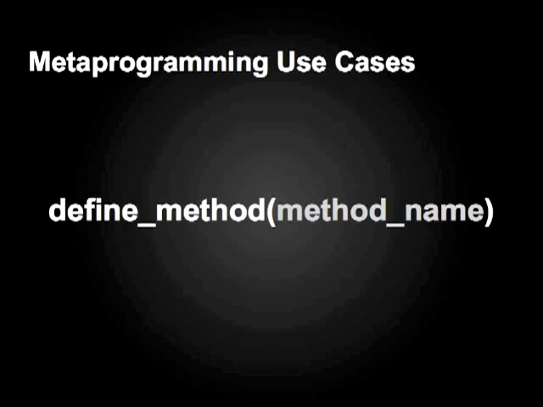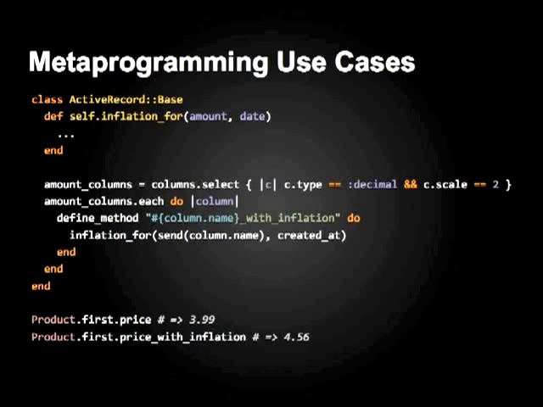So one good use case for define_method is, let's say I have an e-commerce website and I have a lot of different kinds of products and a lot of different kinds of models with currency fields. And just for reporting purposes, at any given time, I want to be able to know what the price of something was when taking inflation into consideration, based on the time that record was created. So this is an instance where you can create a dynamic method to give it to you for any of your models on your e-commerce site.